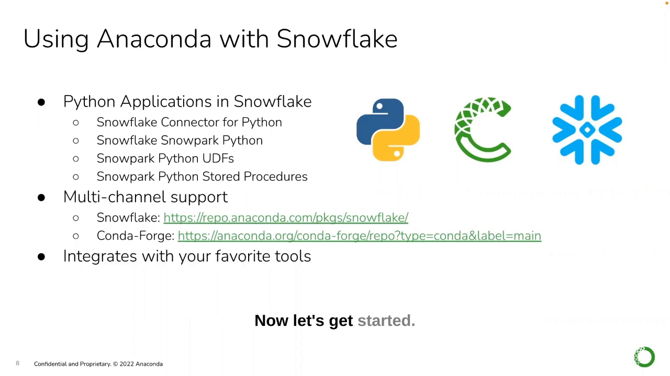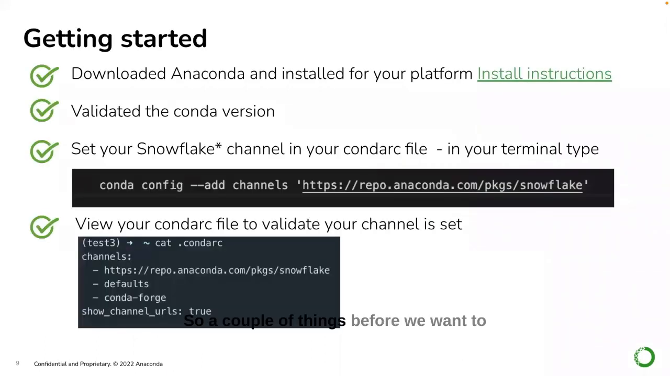Now let's get started. A couple of things before we start creating our model and application today. First, we want to make sure that you download Anaconda. Then we'll want to validate the version of Conda that you have. Next, we'll want to set up your Snowflake channel in your Conda RC file. And then finally, we want to view your Conda RC file to validate that the channel is set up.